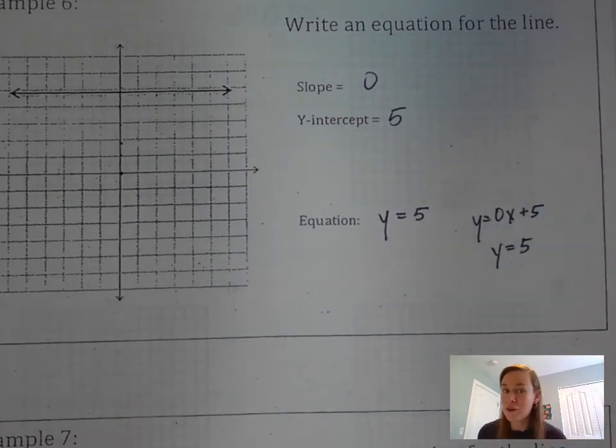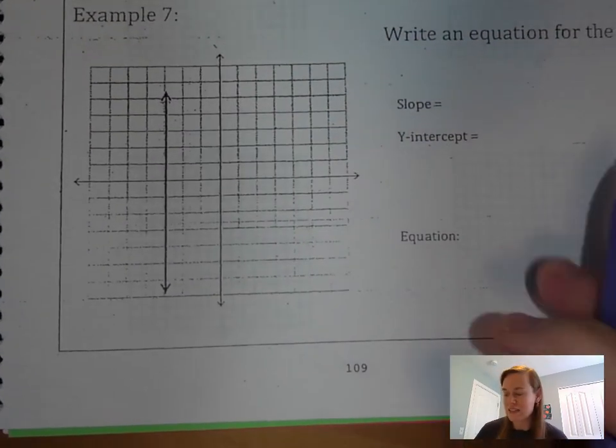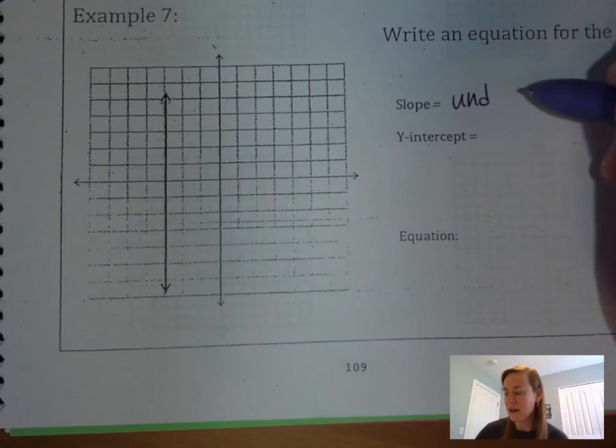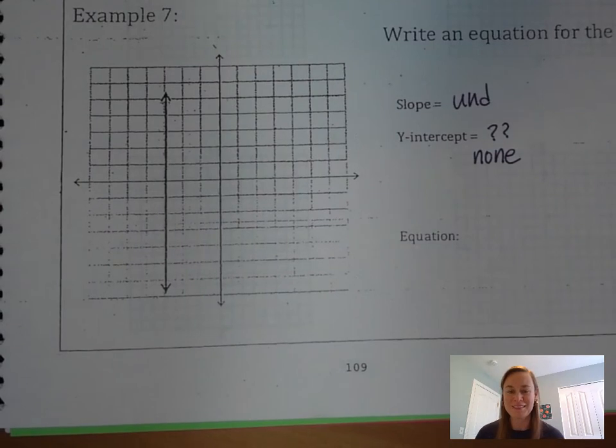This isn't going to work for vertical lines, though. Let's look at a vertical line. In this case, the slope is undefined, and the y-intercept is non-existent. I should really write none. That would be much more professional. There we go.